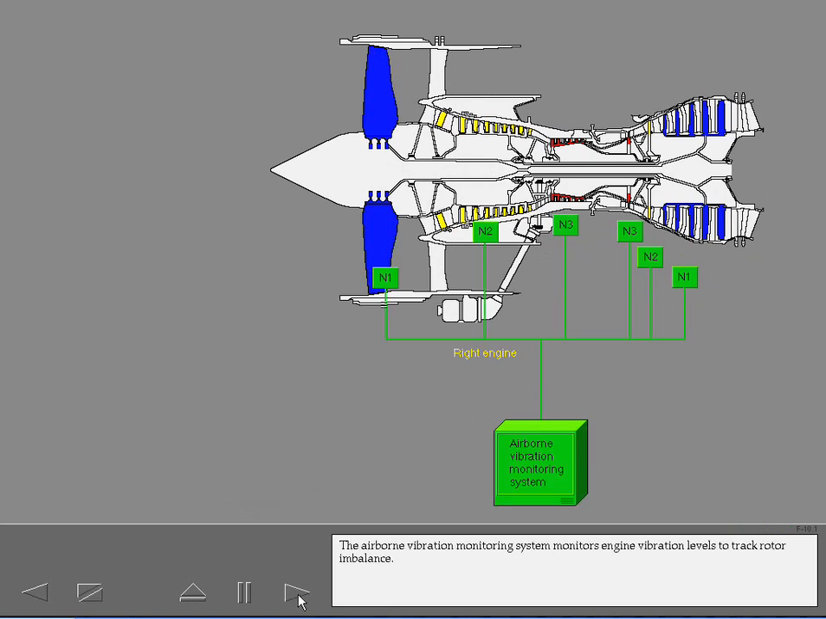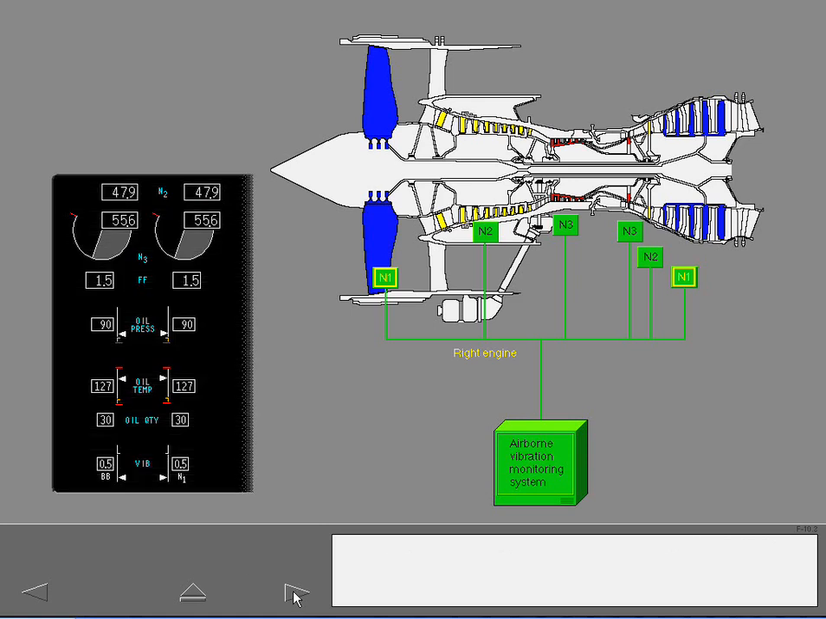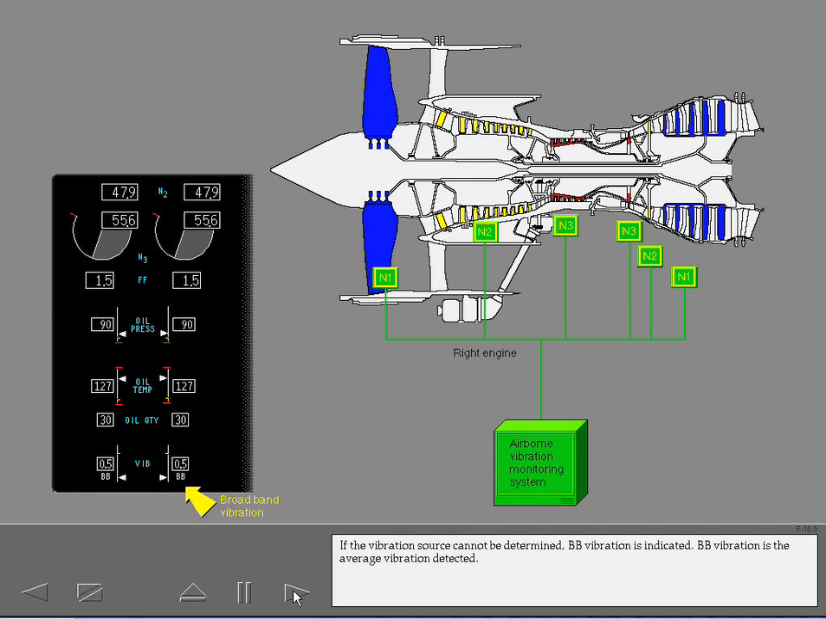The airborne vibration monitoring system monitors engine vibration levels to track rotor imbalance. The system determines which rotor is producing the highest vibration. Vibration level is displayed here in units. An annunciator indicates whether N1, N2, or N3 is the source of the highest vibration. If the vibration source cannot be determined, broadband vibration is indicated. Broadband vibration is the average vibration detected.